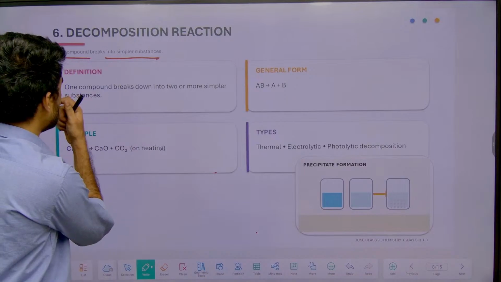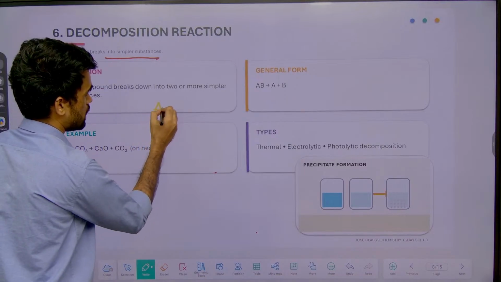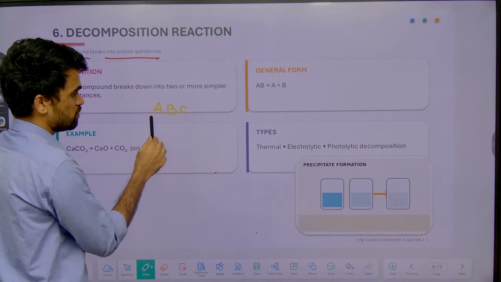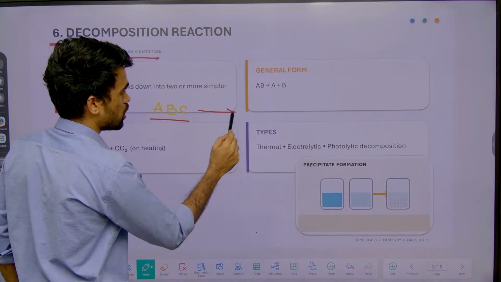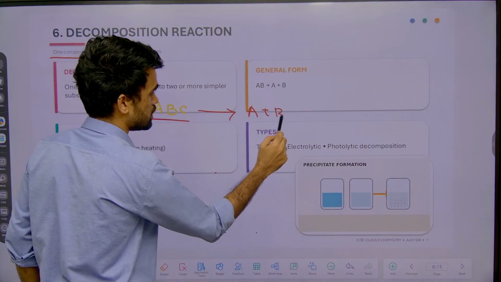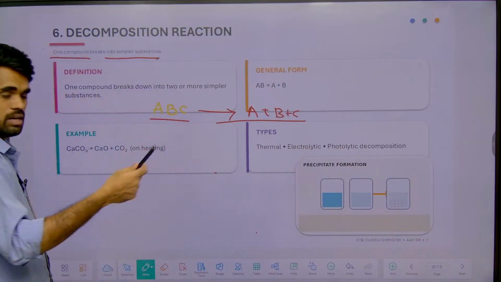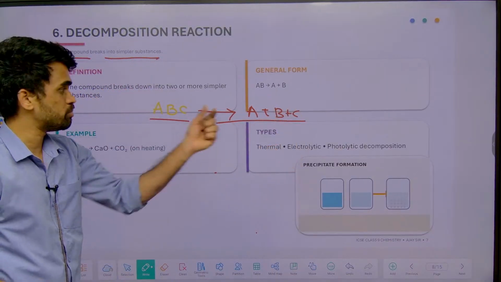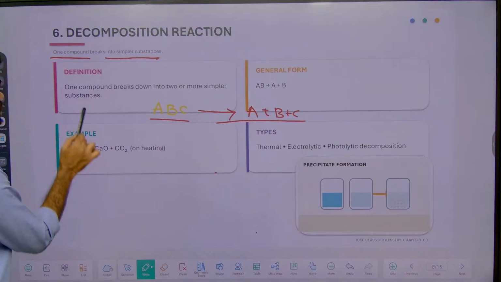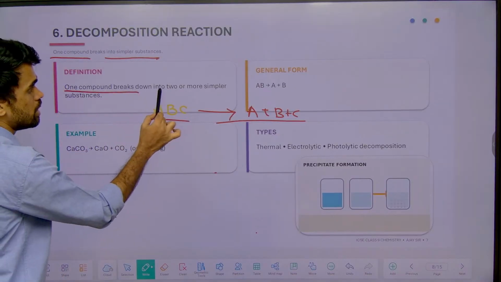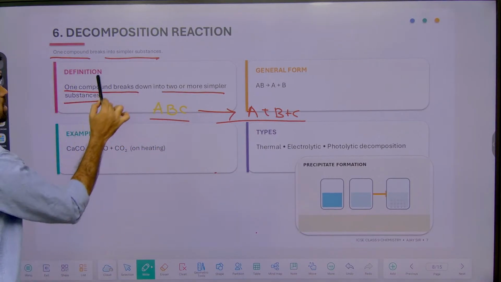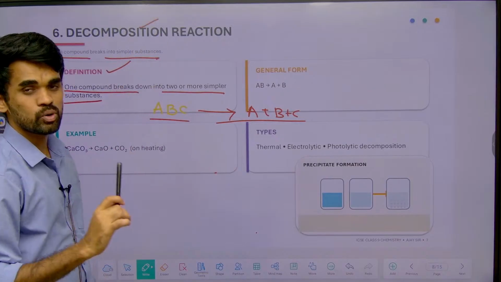First, let us see. For example, I have a compound like ABC. If this ABC is a compound, it may decompose into A plus B plus C or something like this. You will get multiple types of products from this starting material only. So just see, one compound breaking down into two or more simpler substances is considered a decomposition reaction.